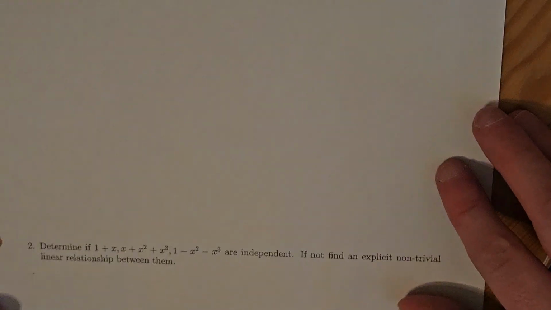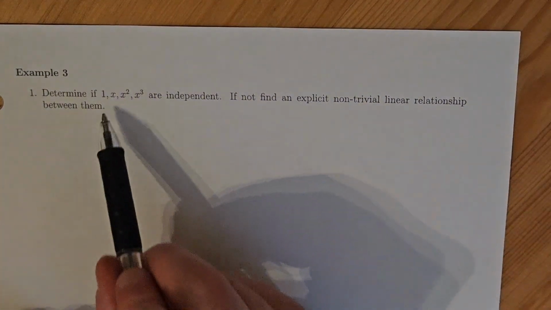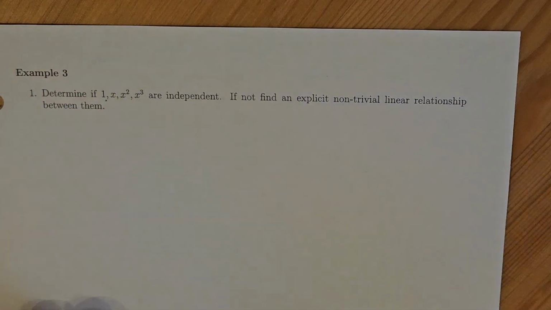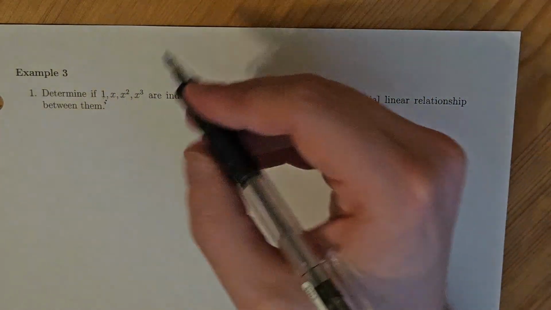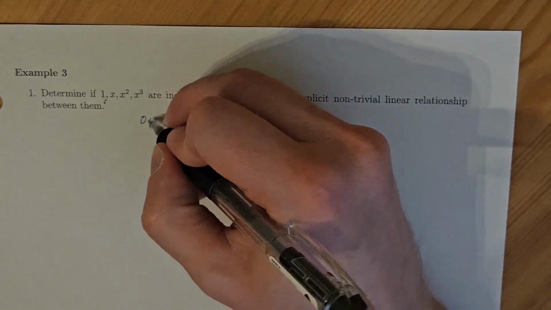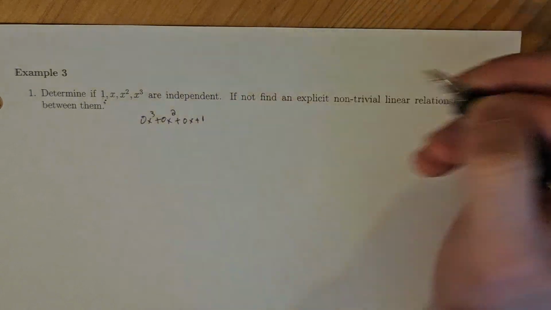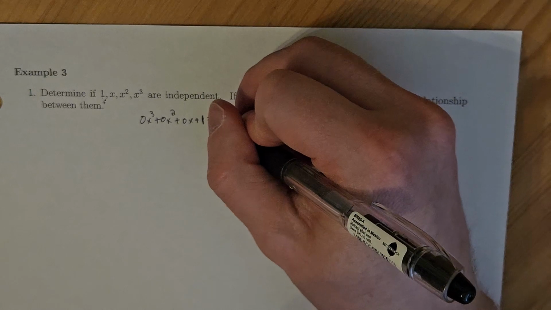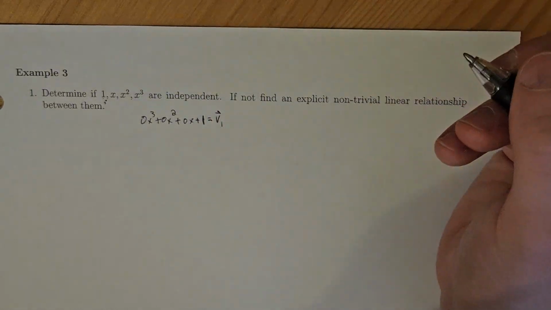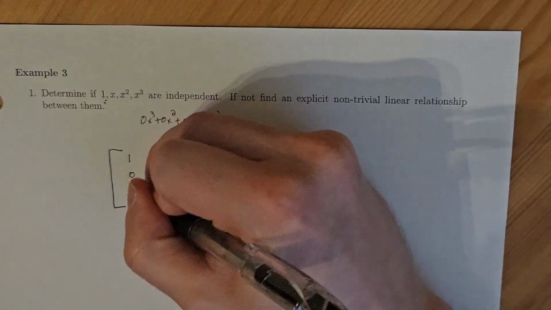And these are going to be on polynomials for our vectors. All right, let's determine if 1, x, x squared, and x cubed are independent. So reminder that if we have the polynomial 1, we can write that as 0x cubed plus 0x squared plus 0x plus 1. That is a vector, and we'll call that v1, I guess. Well, let's write that as 1, 0, 0, 0.